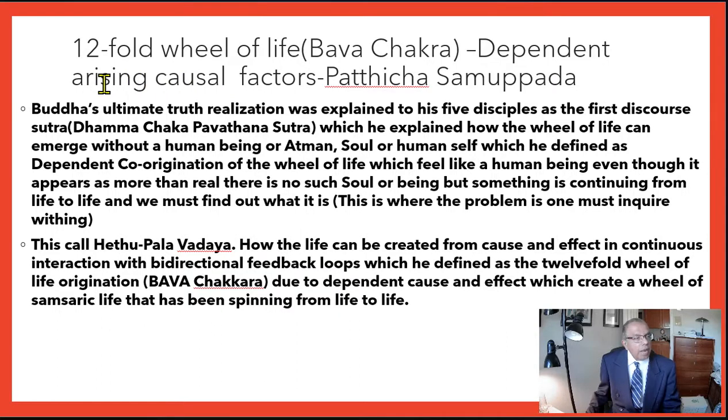Buddha is telling that the ultimate truth realization was explained to his disciples when he got this real understanding of this Paticca Samuppada. He began teaching this for the first time to his best friends, the five disciples who helped him during his major effort to reach enlightenment. And this sutra is known as Dhammacakkappavattana Sutra. Buddha began to explain what his realization was. Buddha's ultimate truth realization was explained to them.